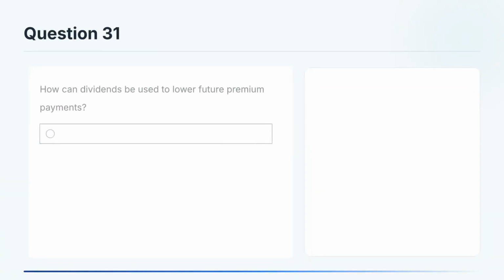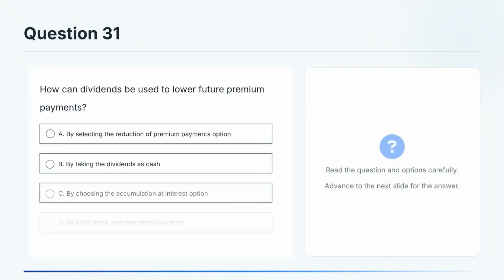Great job making it through the first 10. Take a deep breath, stretch if you need to, and let's keep this momentum going with question 31.